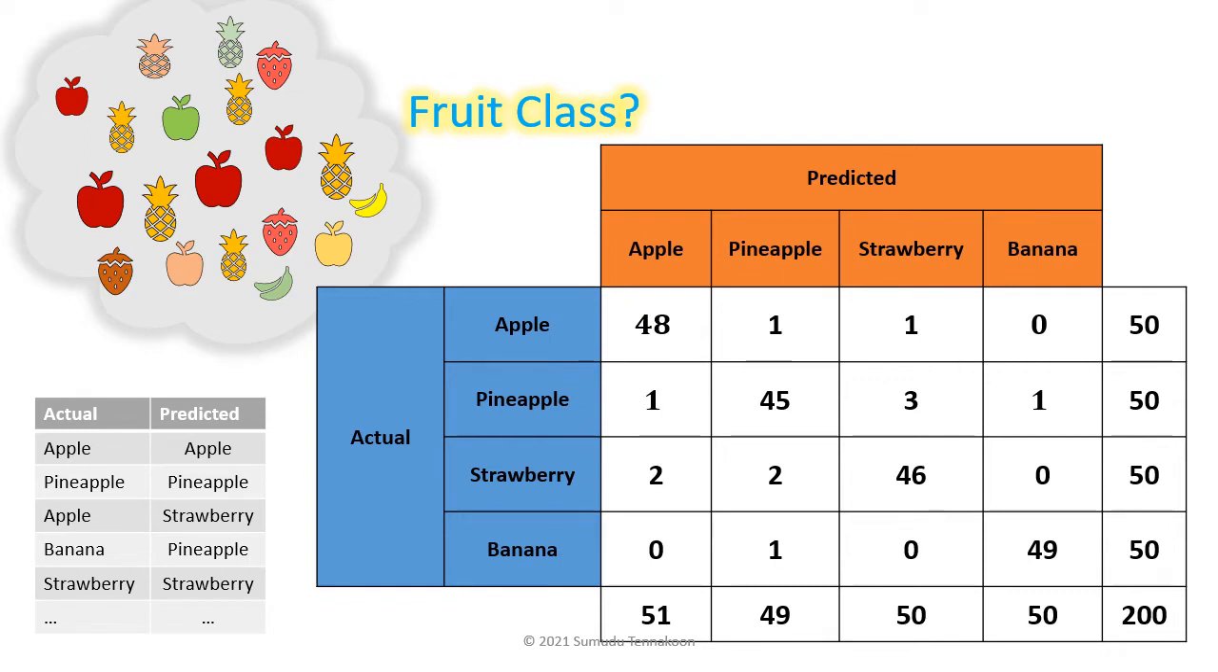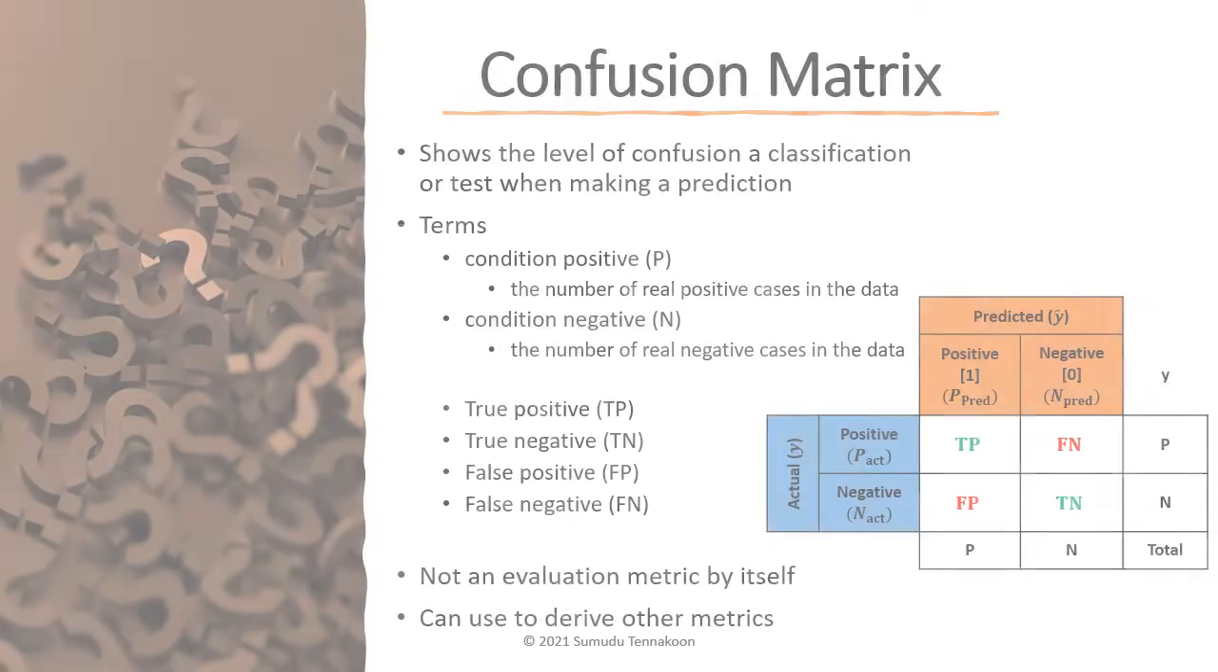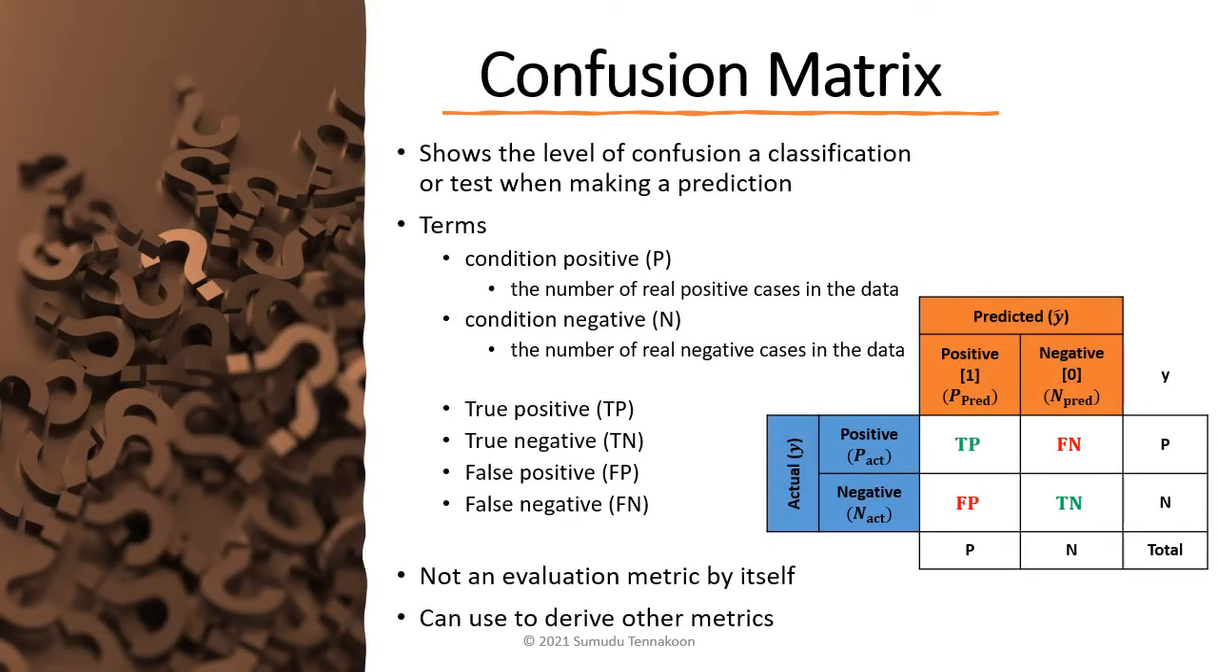So let's explore this in a more systematic way and with the proper terms. This is what we call the confusion matrix. So let's explore what the confusion matrix is. The confusion matrix shows the level of confusion a classifier or test can make when making a prediction, right? It's not about how confused you are by this matrix, right? It's about how confused your model is when making a prediction. Right? Keep that in mind.